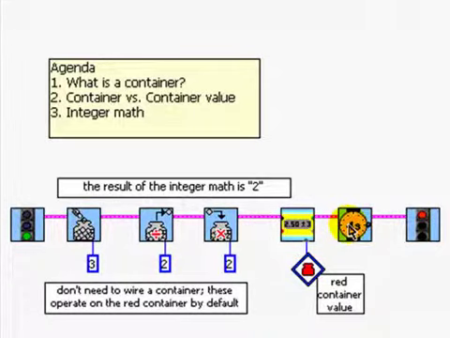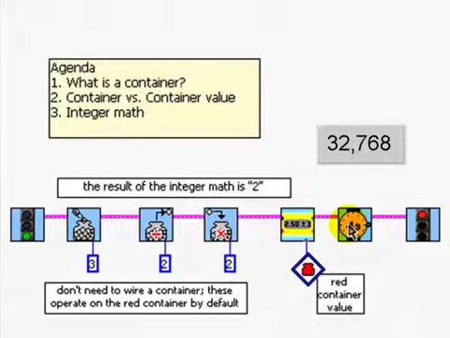Now the only last thing I want to note is that the largest number you can store in the RCX in a container is 32,768. 2 to the whatever that is. So you can store negative that value, negative 32,768. You basically have 64,000 values. Negative 32,000 and positive 32,000. Those are the largest numbers.